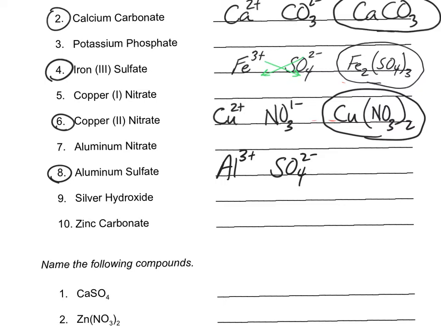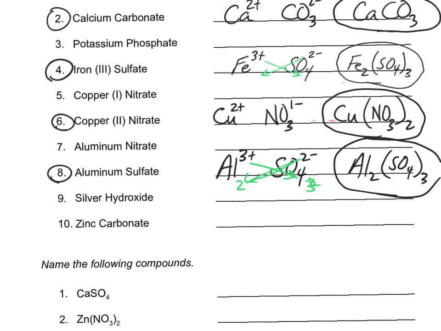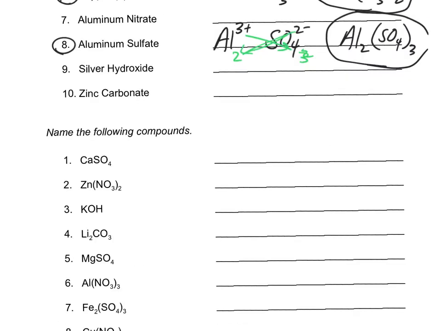I can go with my handy crisscross method. Whoop, that was a 3. And that was a 2. And if I go with that crisscross method, I'm going to get Al2(SO4)3. I need 3 of the sulfates. And there you have it. All right, let's go on to do some naming of these compounds now.